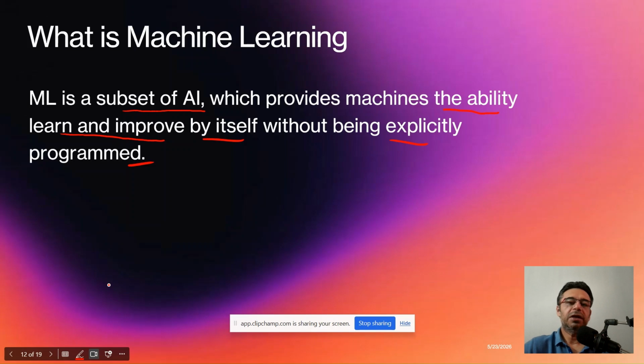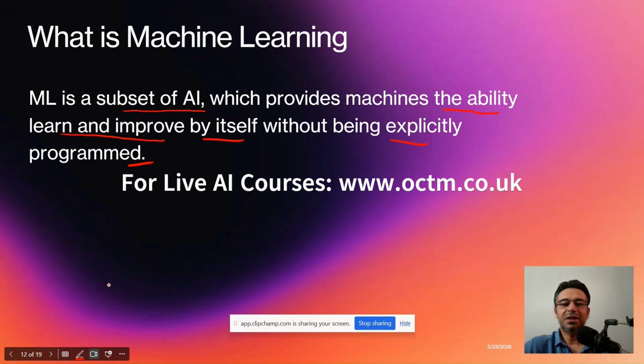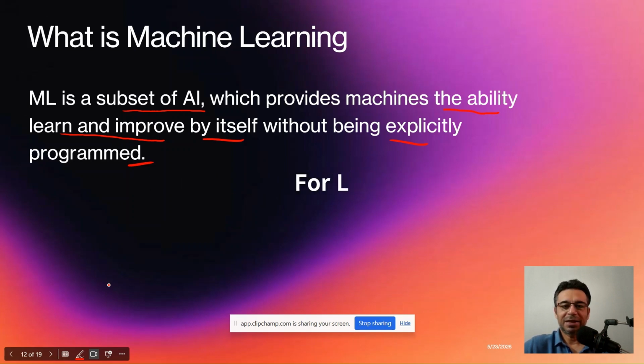So if we look at the example of traditional programming, so in the traditional programming, we have the coding like in C++ or Python, and we give specific instructions. Whereas in machine learning, the machines rely mostly on the data. So they get the logic out of the data, and based on that, they train and improve by itself over time.